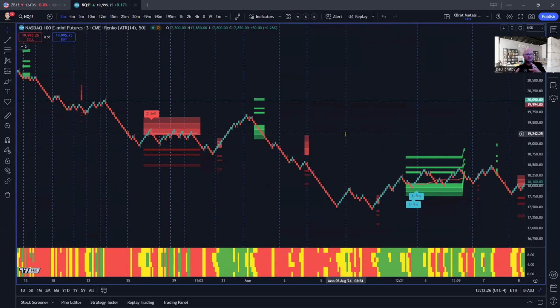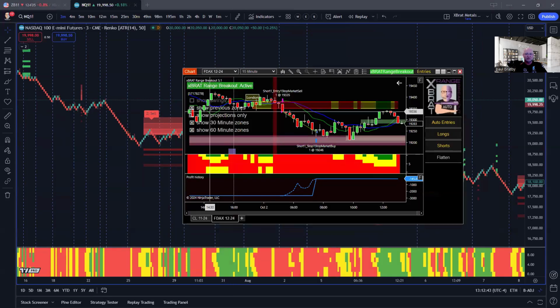But to be honest, I've made 7 figures easy with copper. It's slower, it's easier to understand. You get the big moves. I've got FDAX. I showed you that FDAX the other day. Okay, that's a slower instrument, but it made another trade today. It's a $2,000 trade today.